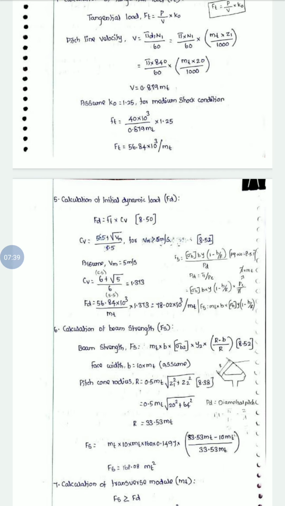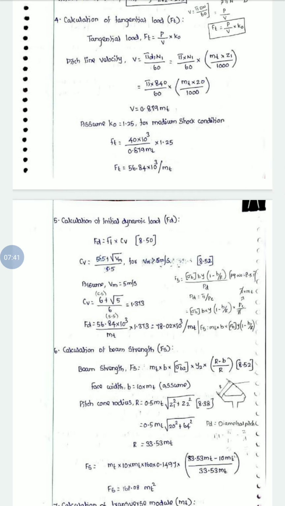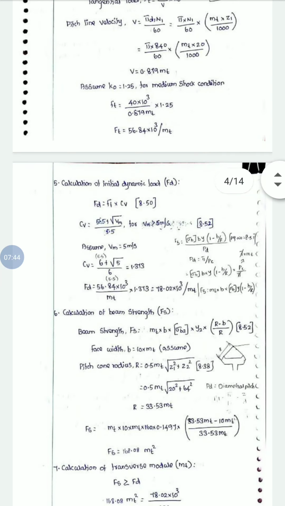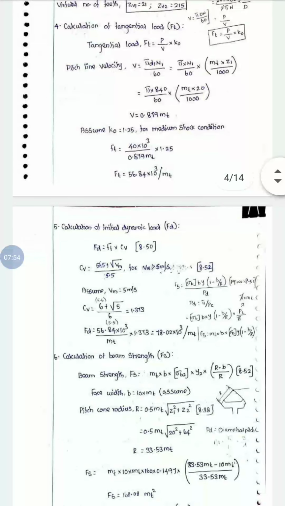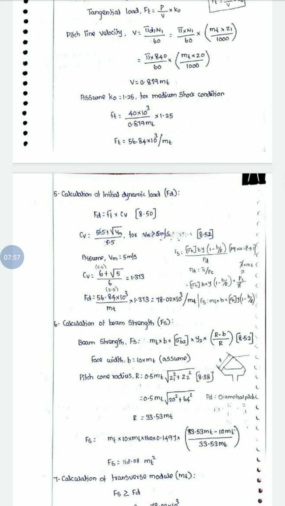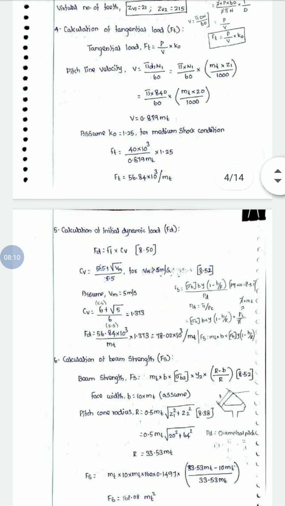So pitch line velocity V is equal to π d n1 by 60. Here d is equal to m into z. For converting to meter per second, we divide by 1000. That is π n1 m z by 60 into 1000. After substituting the values, we get the velocity as 0.879 mt, where m is the module, that is the transverse module. Now assuming K naught is equal to 1.25 for medium shock condition.